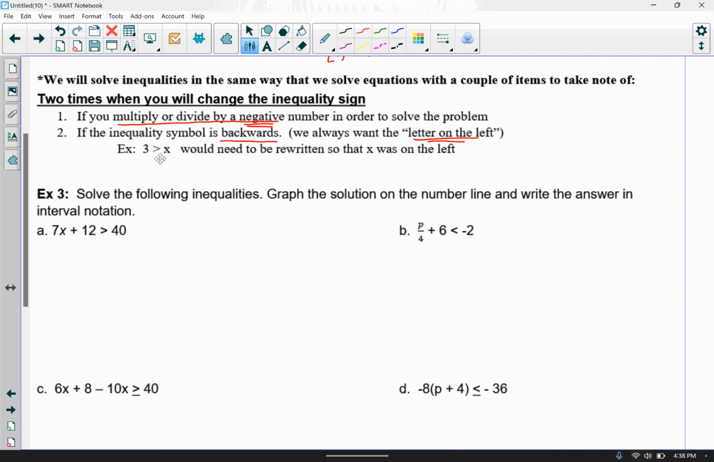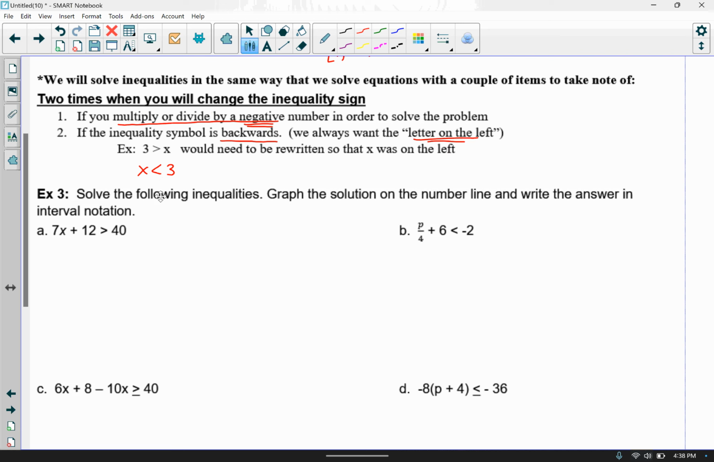So for example, down here below, if I say 3 is greater than x, well, that's backwards. I want my x on the left-hand side. So if 3 is greater than x, then x will be less than 3. In other words here, the inequality sign is eating the 3, so when I rewrote it, it was still eating the 3. Okay.